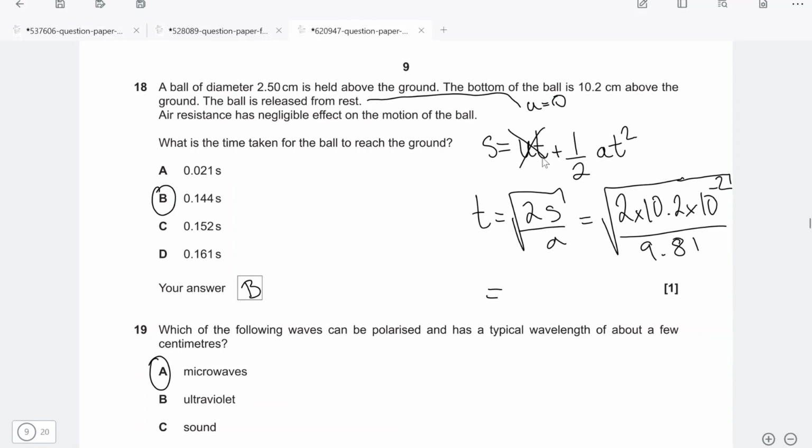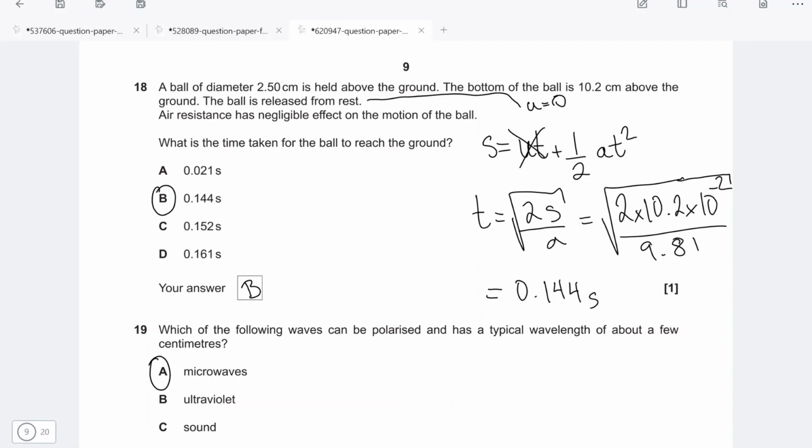By far the easiest way to do this is to use s = ut + ½at². Because u is equal to 0, we can cross this bit out of the equation. Rearranging for t, we get that t is equal to the square root of 2s divided by a, which when we plug in all of those numbers, we're going to get approximately 0.144 seconds.